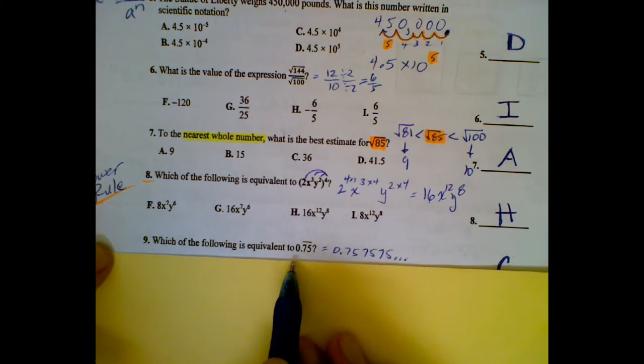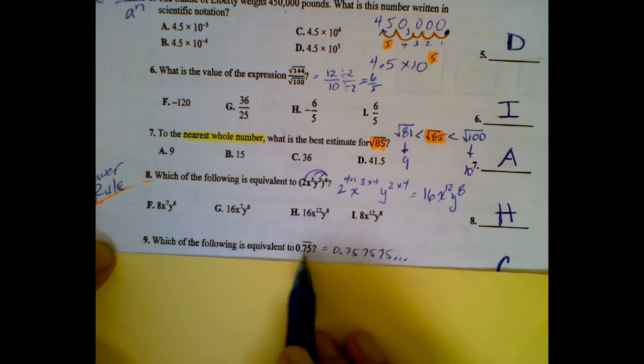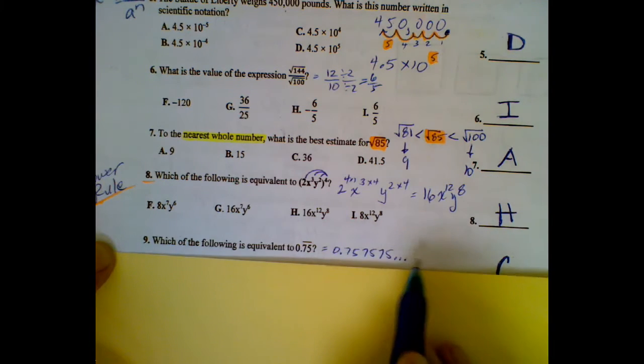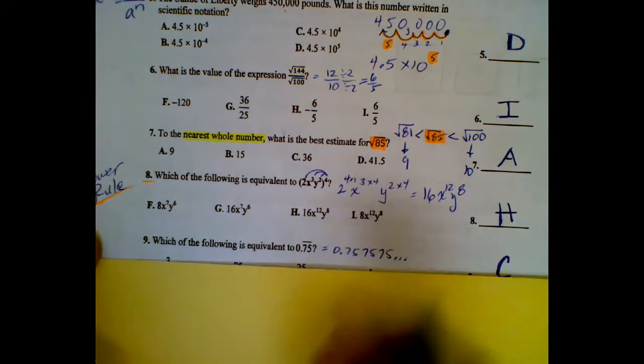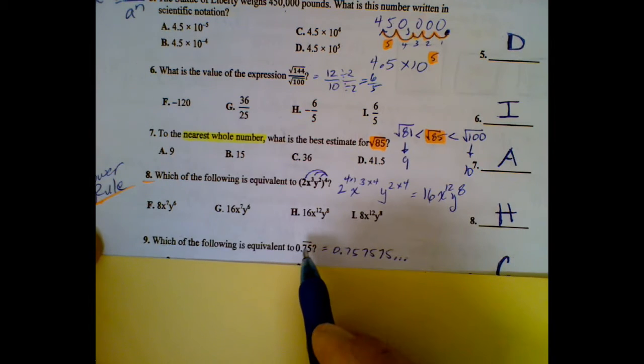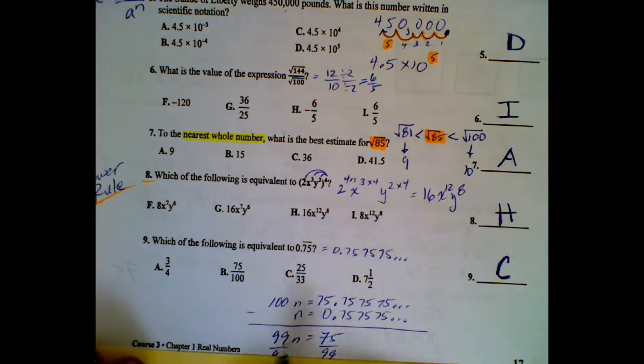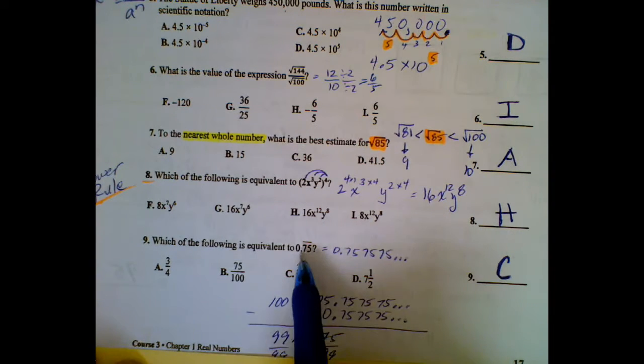And number 9. Which of the following is equivalent to 0.75 repeated? So remember, this means 0.757575 dot dot dot. And we know that any repeated decimal can be written as a rational number, as a fraction. And the way we went about doing it is we assigned the number a variable.